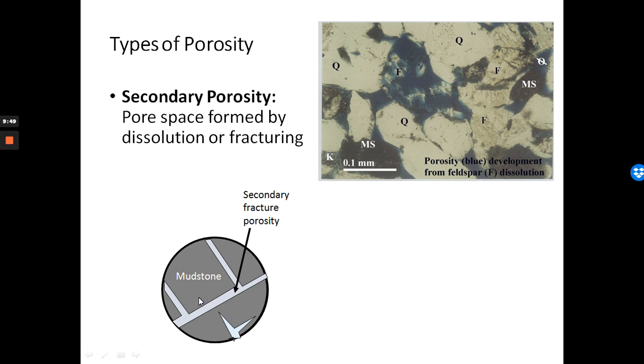You can also get porosity formed due to fracturing. Let's say you have a mudstone which has been buried under an overburden of maybe several kilometers thick of sedimentary rock, right? And let's say it has undergone tectonic deformation and faulting. So this part here has been intensely fractured, right? Now remember, fractures are also holes, space which can be filled in with fluids, right? So this is also porosity. It doesn't look like these nice holes, but in this case it's more polygonal. But yeah, this is also porosity, but secondary fracture porosity.